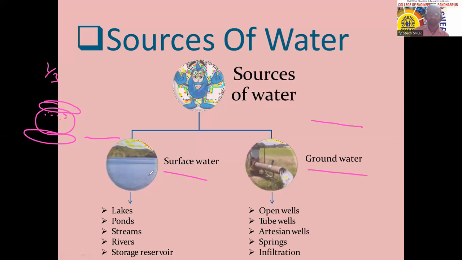Surface water means the water which is stored above the ground. We can store it in a lake, a pond, a stream, a river, and in storage reservoirs. Here you can take dams, or you can take barrages; in barrages also you can store the water. Then in subsurface water, open wells are there, tube wells are there, artesian wells are there, springs are there, infiltration galleries are there. You have seen all these things in the last class.